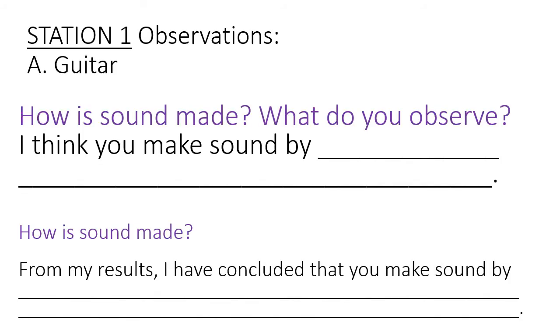So, like I said, in grade 3, we tested sound at different stations. One of the stations was a guitar, so the students looked at the guitar and they played with the guitar, and the question, how is sound made, what do you observe, is what they were trying to answer. So they said, I think you make sound by... Some of them said they had to pull the string, and when they saw the string move back and forth, the guitar made sound.